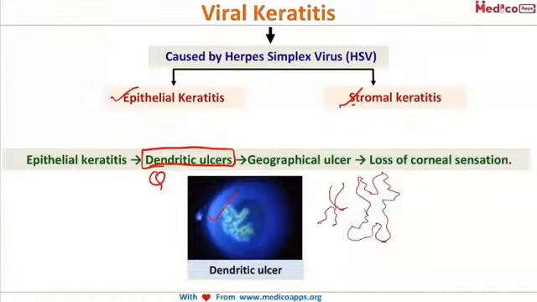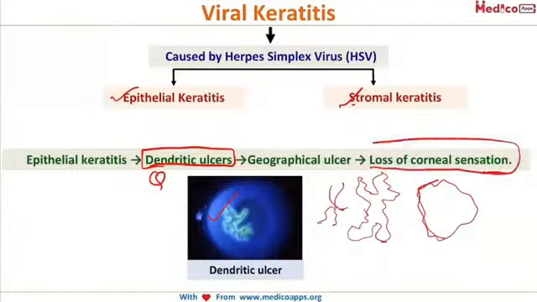This branching dendritic ulcer further progresses into a geographical ulcer. That is, most of it becomes like the map of a country, ultimately resulting in loss of corneal sensation. This is an important clinical feature. Whenever you suspect a viral corneal ulcer, you can just touch the patient's cornea with a wisp of cotton. In the normal eye, the corneal sensations will be preserved, and he will blink his eye. However, this is absent in the eye with herpes keratitis.